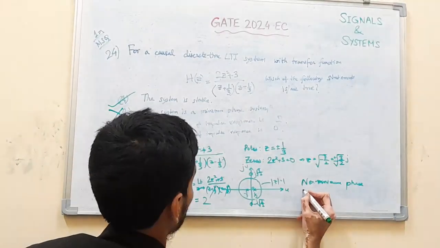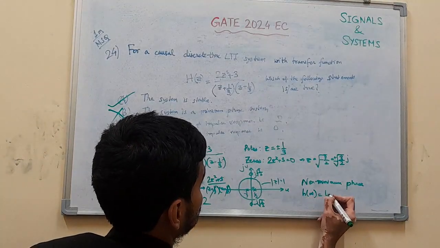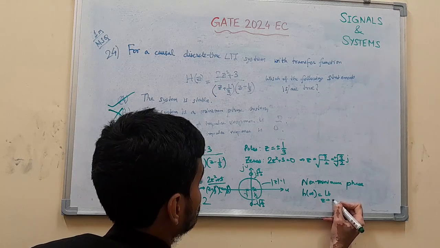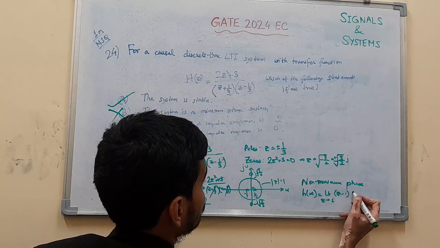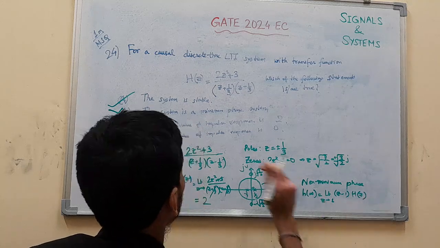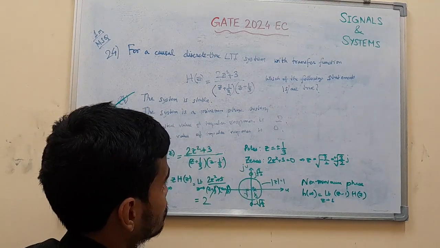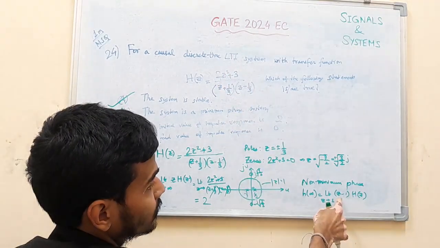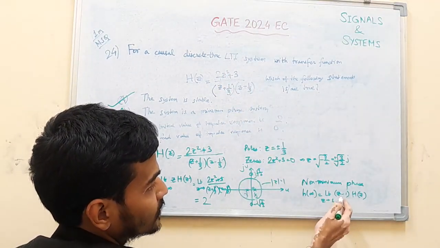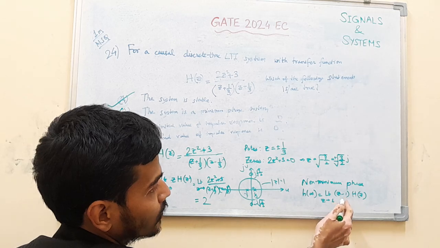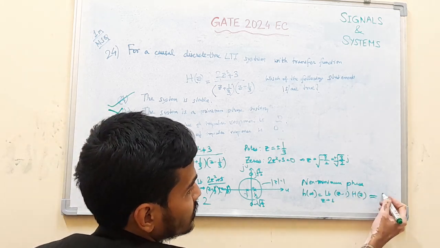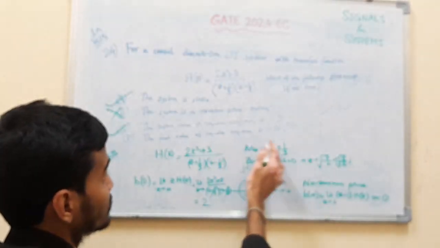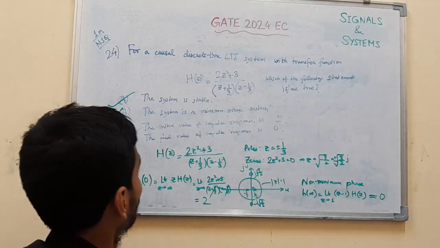Now let's look at the final value. Final value will be h of infinity, defined as limit z tends to 1 of (z minus 1) H(z). As there is no z minus 1 term in the denominator, the z minus 1 term will not get cancelled. If you put z equal to 1, z minus 1, that is 1 minus 1, will be 0. So this will come out to be 0. The final value of the impulse response, as you can see, is 0.